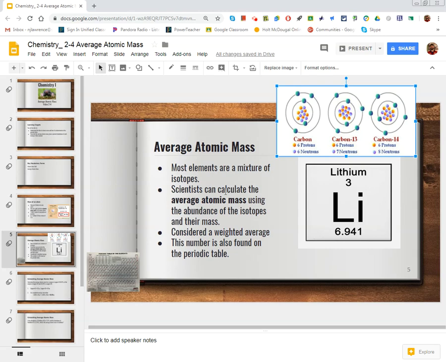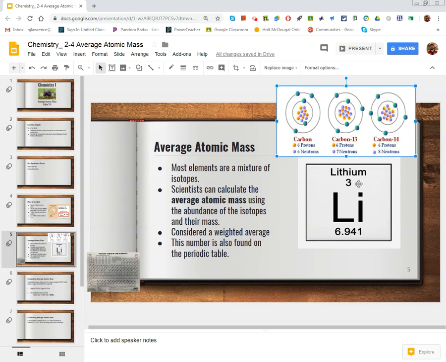And so what scientists have done is they have calculated the average atomic mass using the abundance, using how often a certain isotope appears in nature, and calculated that compared to their mass. This is called the weighted average. And so we have used this concept of the weighted average to come up with the numbers seen on the periodic table.